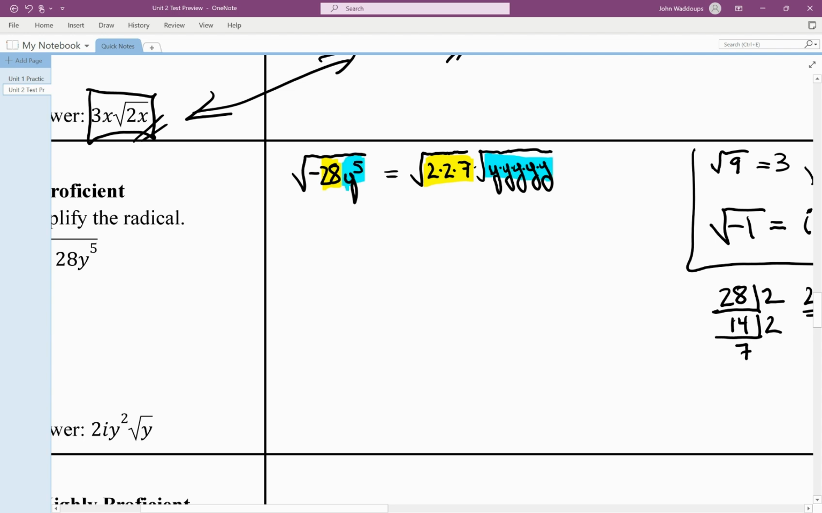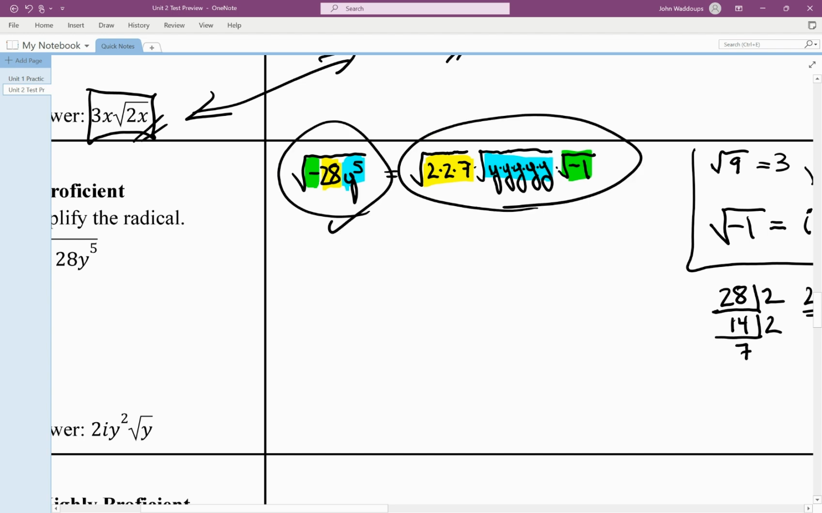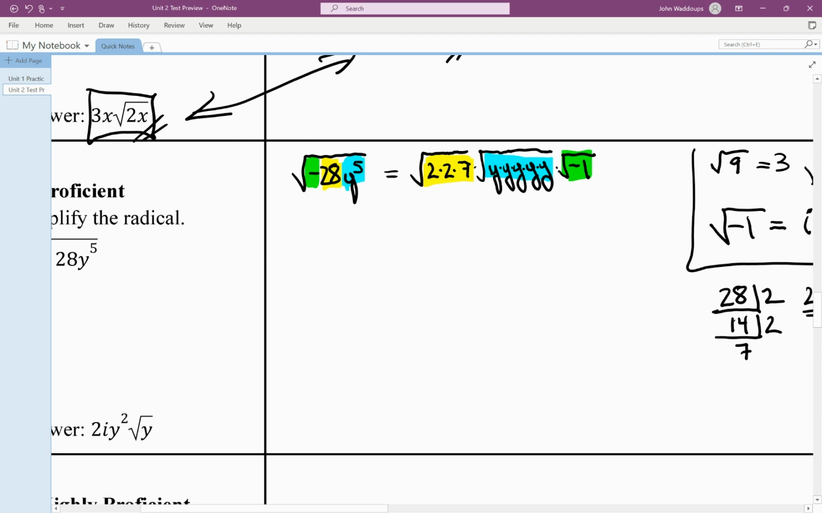But the negative, we need to take care of that negative. So I'm going to write something in there for the negative, and I'm going to write the square root of negative 1. And the square root of negative 1 takes care of the negative part here. So negative 1 times 2 times 2 times 7 gives me negative 28, and then y to the fifth. So all of this is equal to this. I just broke it down. So now I can simplify this.